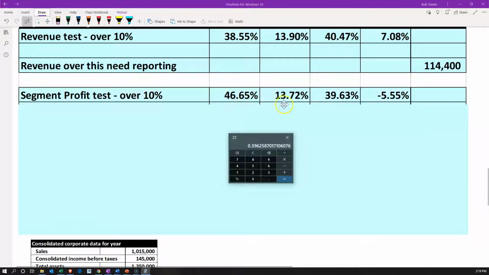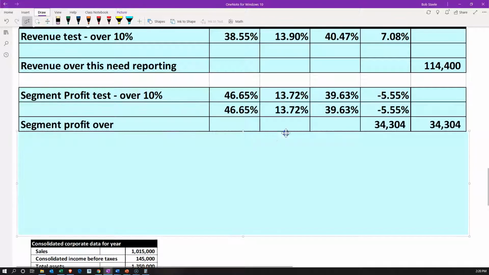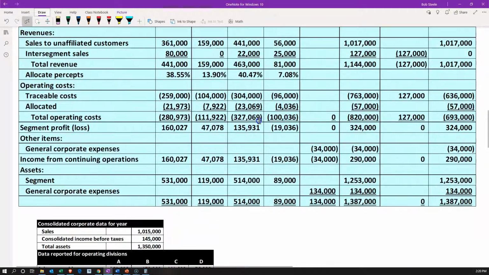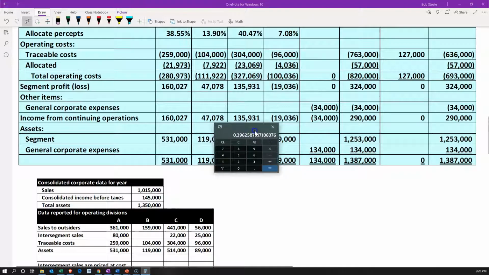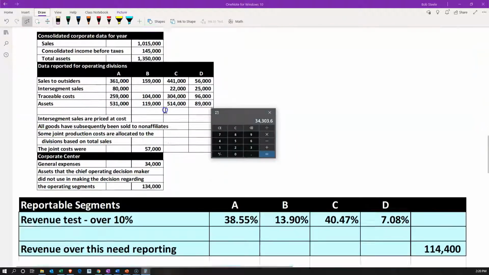So these three then are over the 10%. This one we had a loss for. Then we can also think about it as basically a threshold test like we did before. We could say, what if I did it this way? I could think about it as saying that we had the 324,000, and then we're going to add back the loss of 19,036. That's going to give us that 343,036, and if I multiply that times 10%, then it would be anything over the 34,303, which of course would be these three segments applying would be over that test.